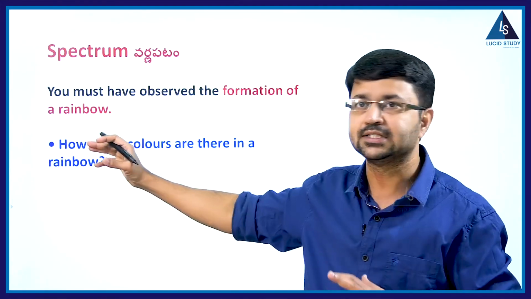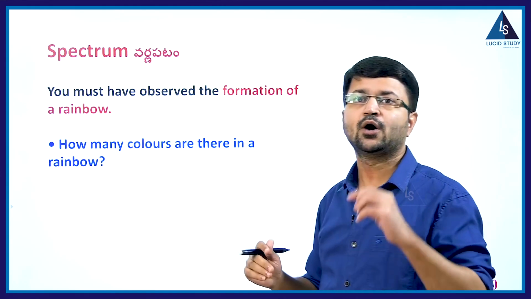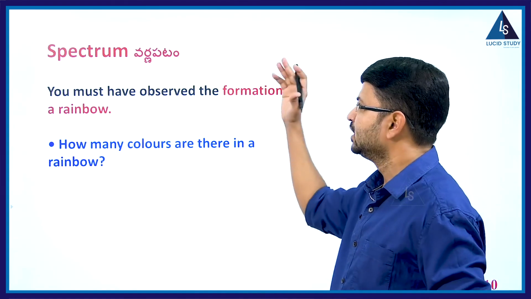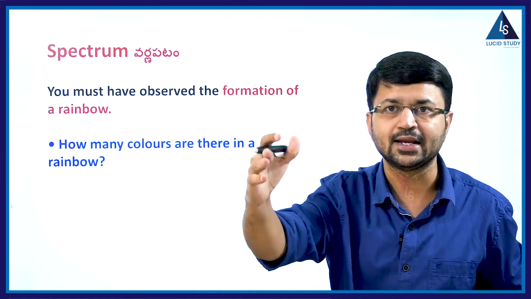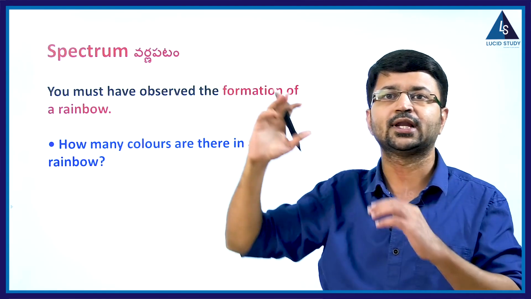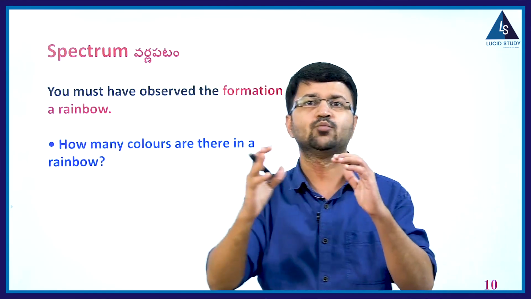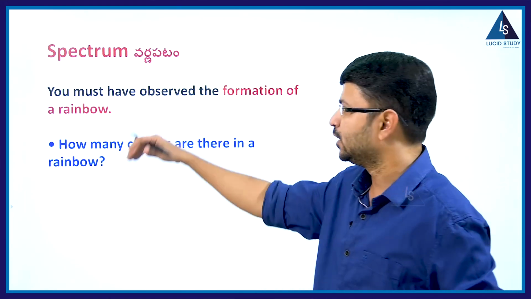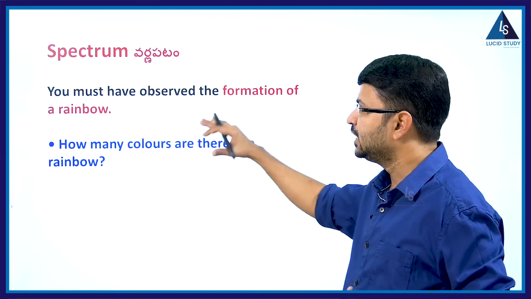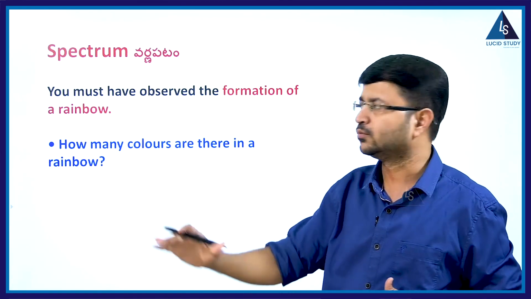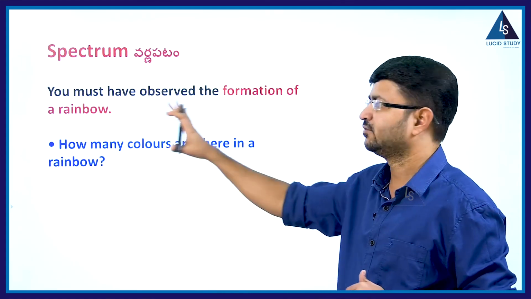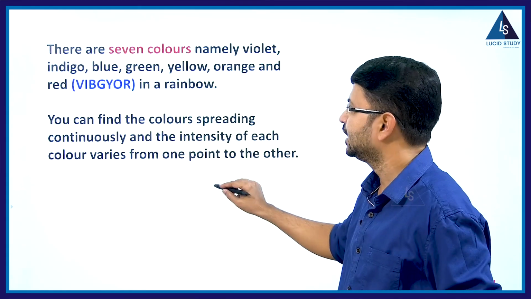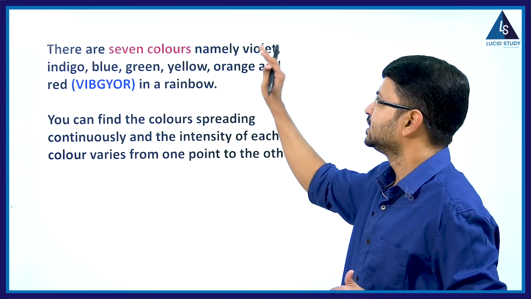Next, let us discuss the spectrum. What is this spectrum actually? In order to understand the spectrum, generally during the rainy season we can observe the formation of the rainbow, yes or no. Just after the completion of the rain we can see the rainbow. In order to understand the spectrum we have to observe the formation of rainbows. How many colors are there in a rainbow? A rainbow consists of 7 colors.